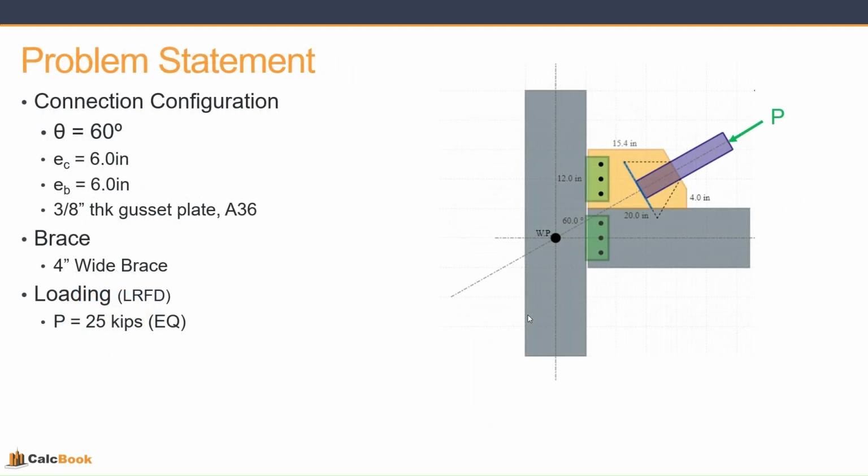So let's take a quick look at our problem statement here. We've abbreviated a lot of the inputs required for a vertical brace connection because we're only focusing on the plate buckling, but we've got an angle of 60 degrees from the vertical. Our half depth of column is 6 inches, half depth of beam is 6 inches, and we have a 3/8 thick gusset plate of A36 steel. We've got a 4-inch wide brace that is welded to the gusset plate, and we've just got a 25 kips compression load on the end of the brace there. So we're just going to take a quick look at the buckling of the gusset plate and see what that looks like. Let's go ahead and open up CalcBook and we'll get started on the design.